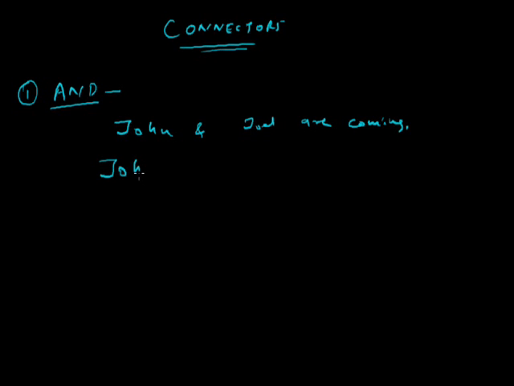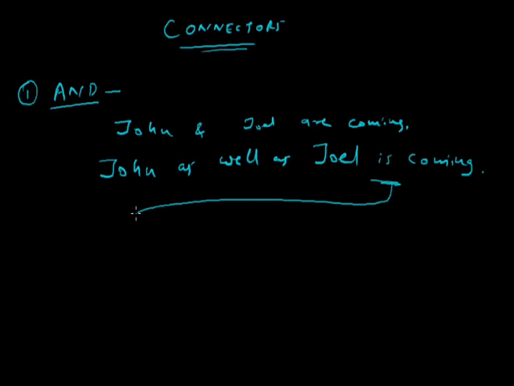For example, John as well as Joel is coming. We have a number of connectors by which we connect the same sentence: John and Joel are coming. In the second sentence, John as well as Joel is coming, you would ask why is instead of are, because there are two subjects. But when you use as well as, the verb has to agree with the first subject.